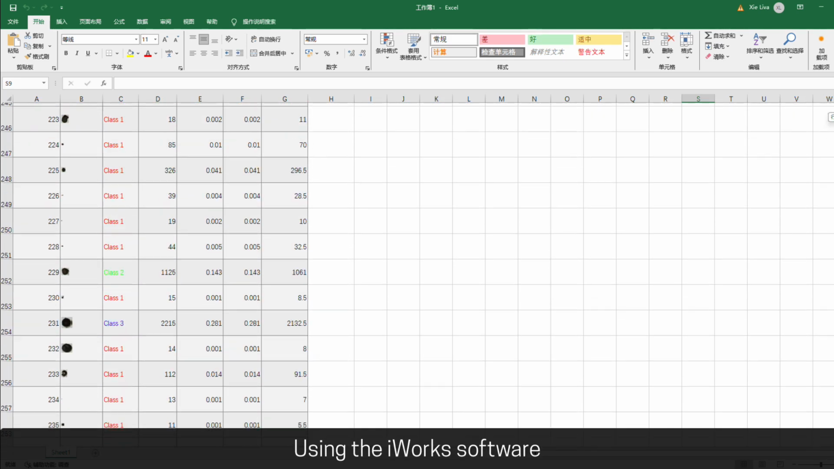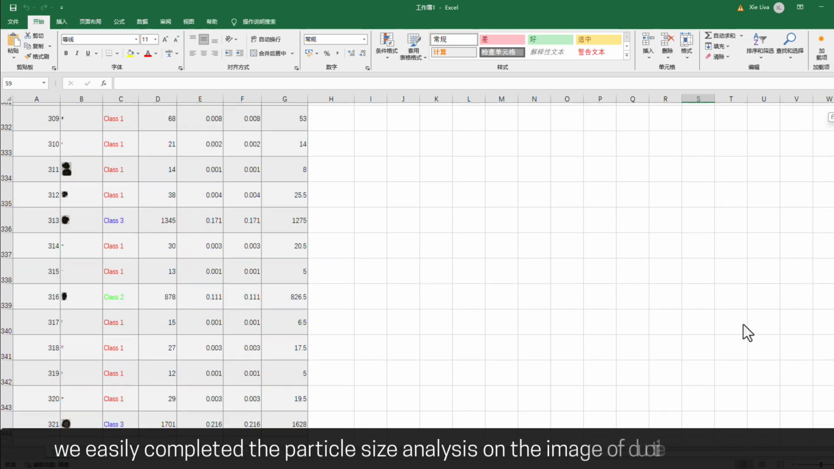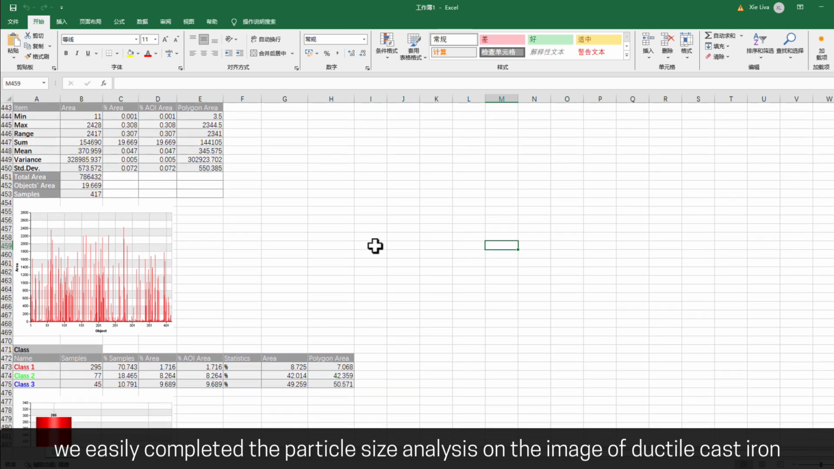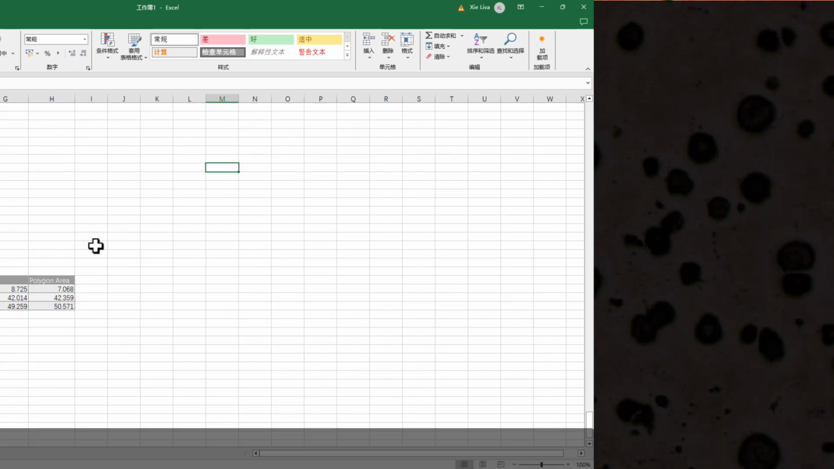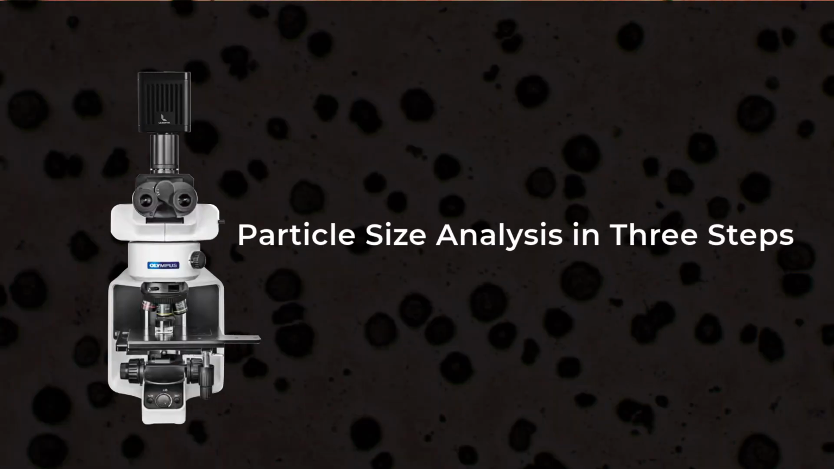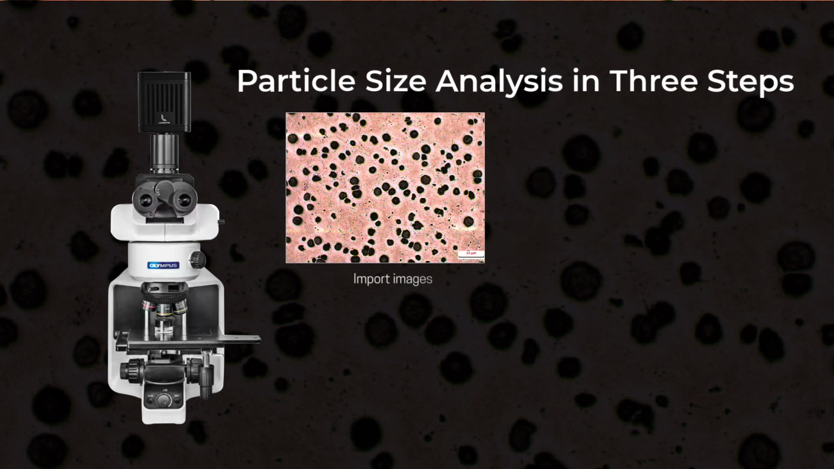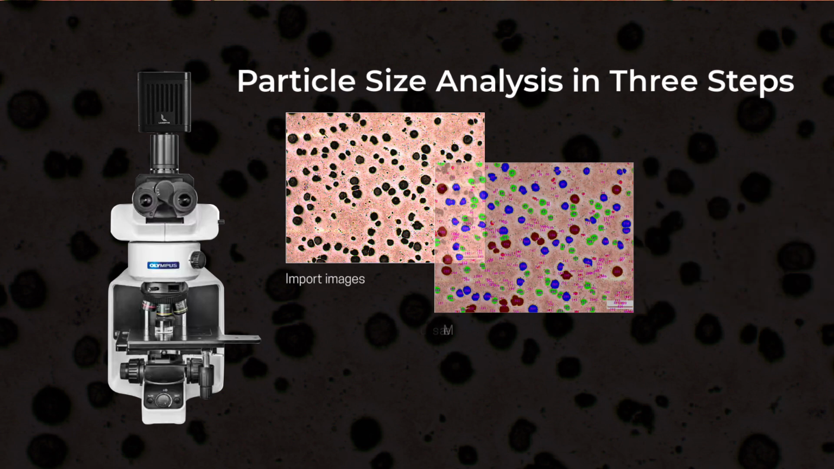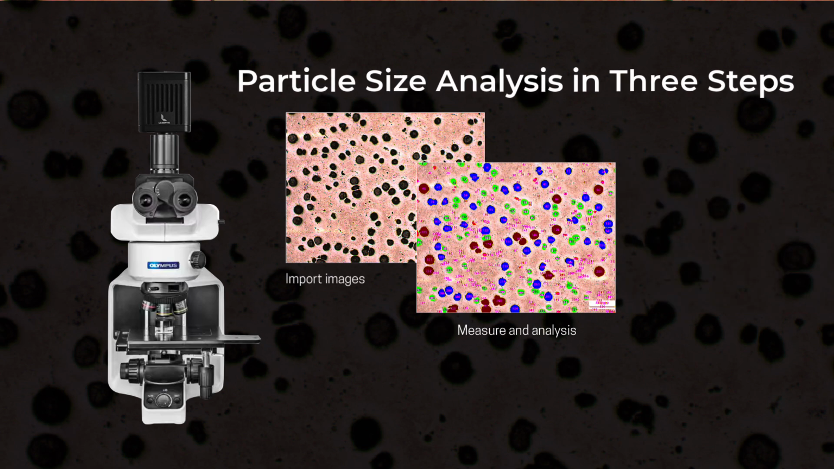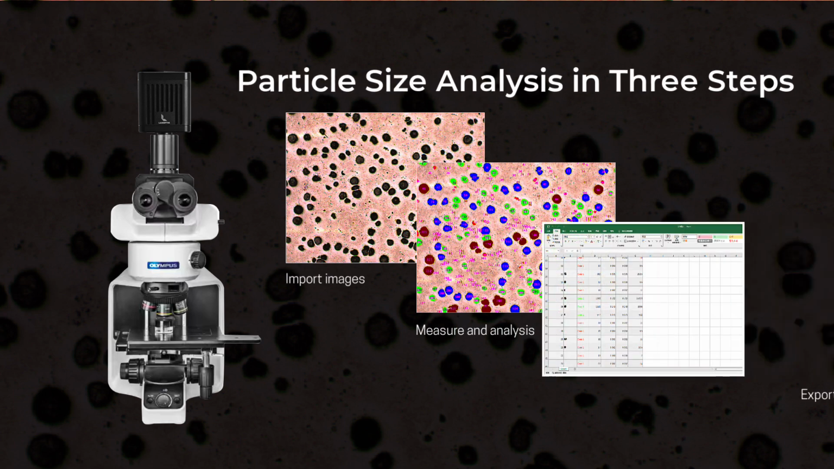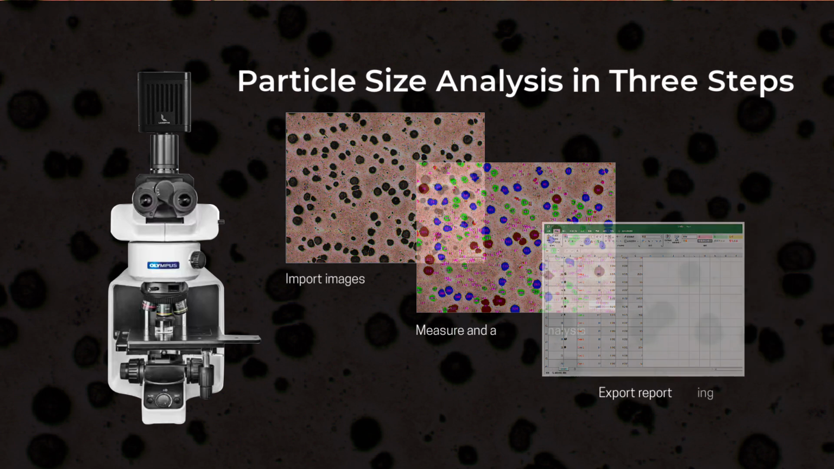Using the iWorks software, we easily completed the particle size analysis on the image of ductile cast iron. Particle size analysis in 3 steps. First, import images, pre-process, and calibrate them. Second, detect particles using threshold, then measure and analyze the image. Lastly, export measurements and create reports.